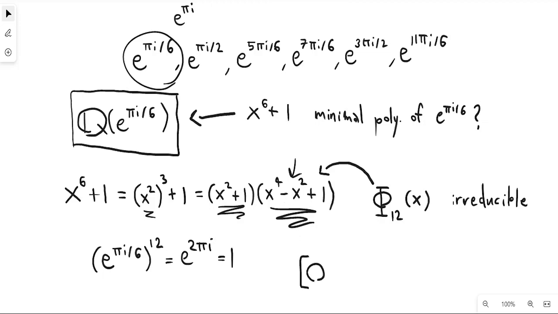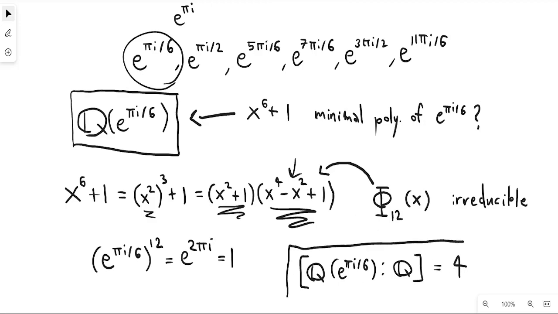So finally, that tells me that the degree of the splitting field over Q is equal to the degree of this minimal polynomial, which is 4. So that tells me the degree of the splitting field, and that is it.